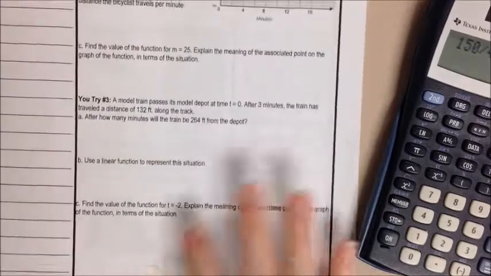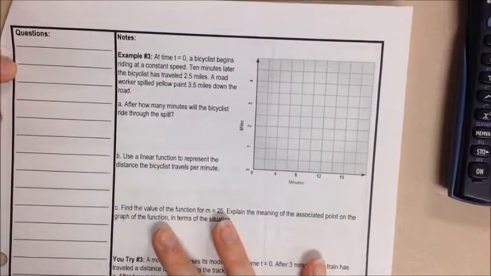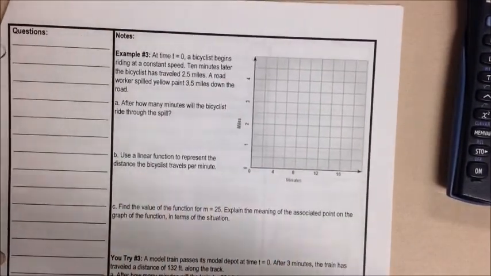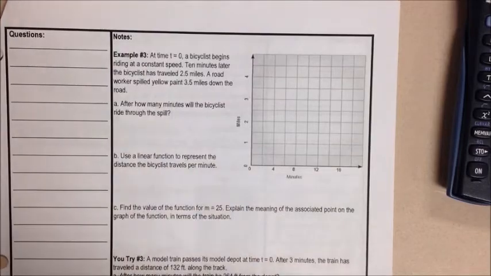Okay, example number 3. It says at time t equals 0, a bicyclist begins riding at a constant speed. 10 minutes later, the bicyclist has traveled 2.5 miles. A road worker spilled yellow paint 3.5 miles down the road. So the first question says, after how many minutes will the bicyclist ride through the spill?